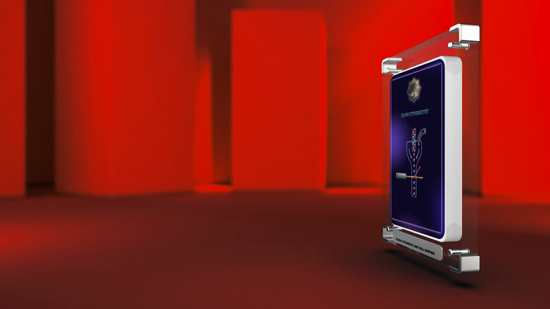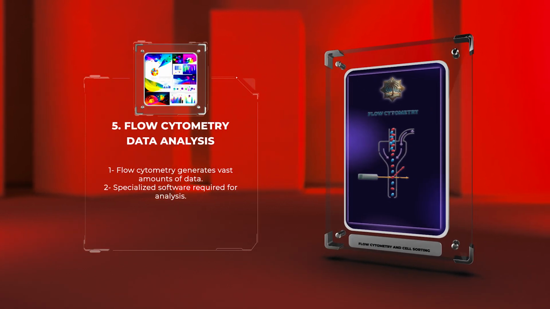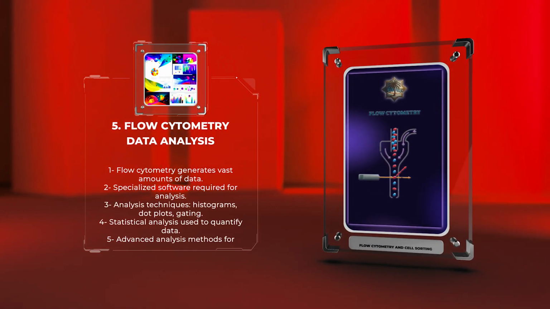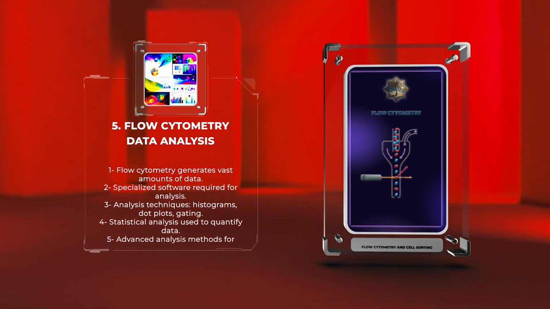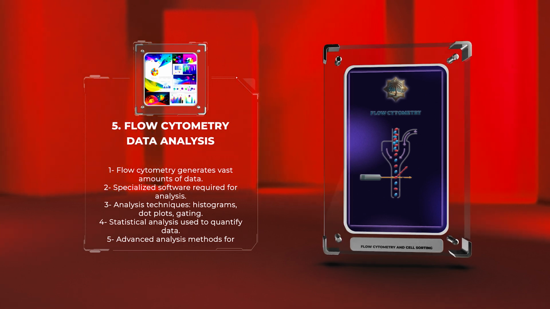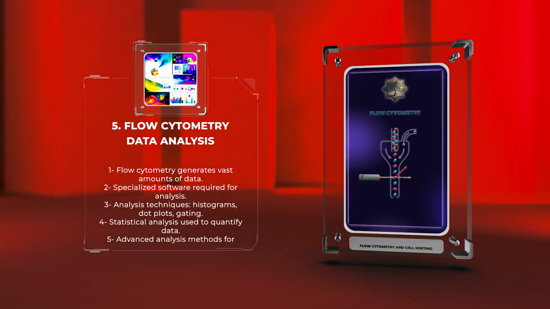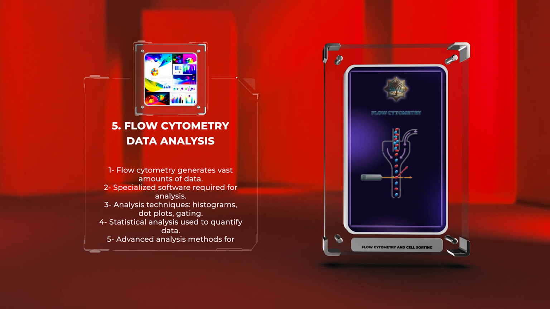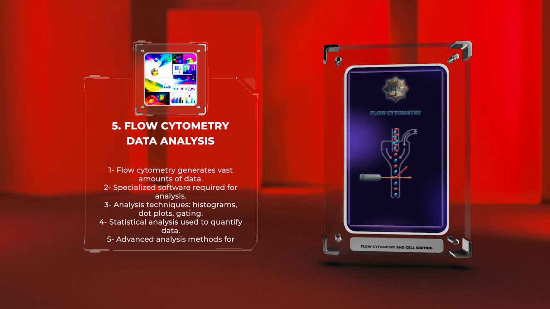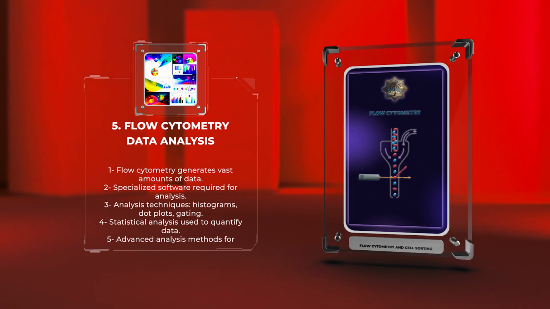Flow cytometry generates vast amounts of data, requiring specialized software for analysis. Data analysis involves analyzing histograms, dot plots, and other graphical representations, enabling the identification and characterization of specific cell populations. Common analysis techniques include gating, which defines regions for specific cell populations, and statistical analysis to quantify data. Advanced analysis methods, such as clustering algorithms and dimensionality reduction techniques, allow the exploration of more complex datasets.